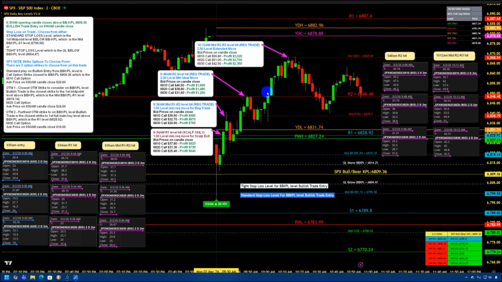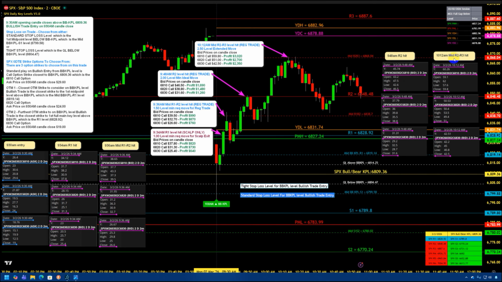Now, at this point, whether you have just adjusted your stop loss either here or here on your contracts, or you have remaining runners, then we have a hit on the next key level, the mid R2, R3 level at 10:12. That's now a 2.5 level extended move. So we have from here 1 level, 1.5 levels, 2 levels, now 2.5 levels.